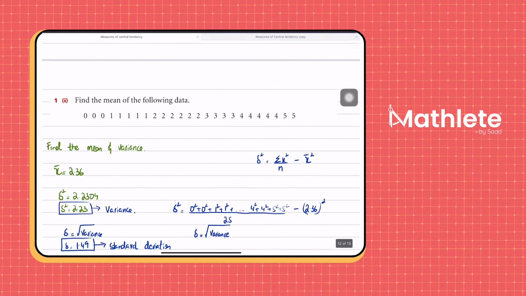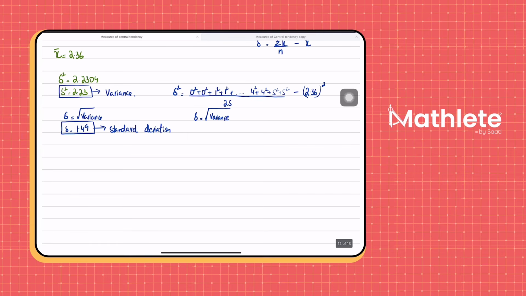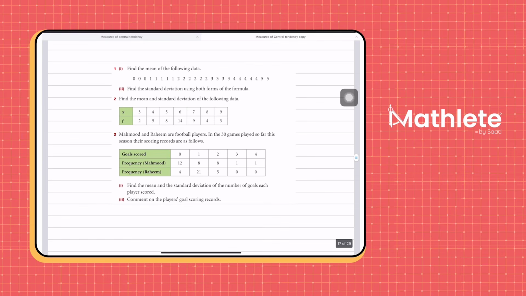Yes, there is plenty of room, Fatma, to make a typing error in your calculator. Which is why you've got to be careful.